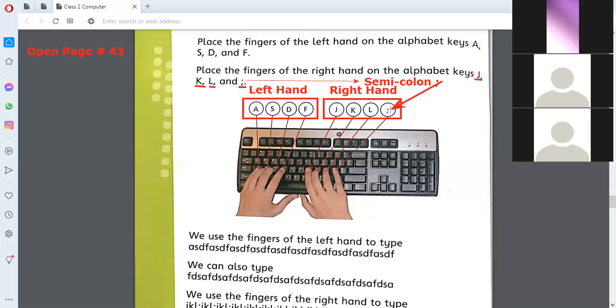So how many keys are we covering right now? These keys are under our hands right now. We haven't started typing yet. So the total number of keys right now is 8, four under each hand. We have two thumbs left. We will use them also, but right now we are looking at these 8 alphabets. So what are those alphabets? A, S, D, F and J, K, L, semicolon.